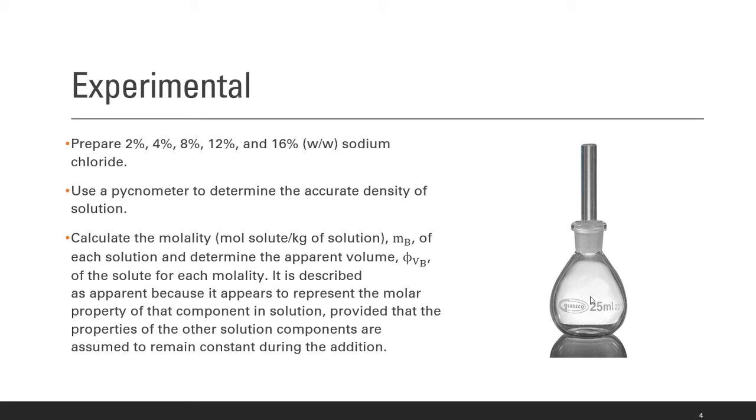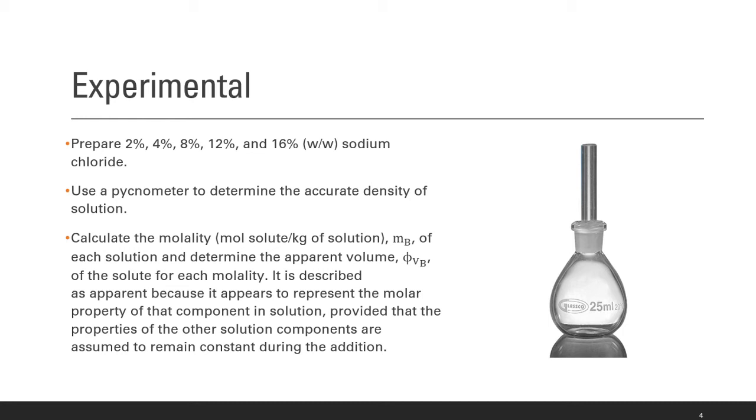In order to do that, you will use a famous solvent, which is water, to determine this volume. First, of course, you measure the mass of an empty pycnometer, then add water, so you know the mass of the water.